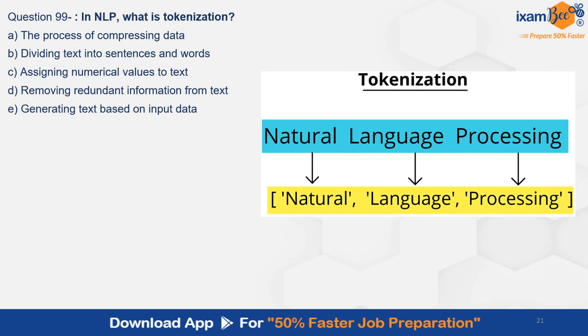Question number 99. In NLP, what is tokenization? A. The process of compressing data. B. Dividing text into sentences and words. C. Assigning numerical values to text. D. Removing redundant information from text. E. Generating text based on input data. And the correct answer is B, dividing text into sentences and words.